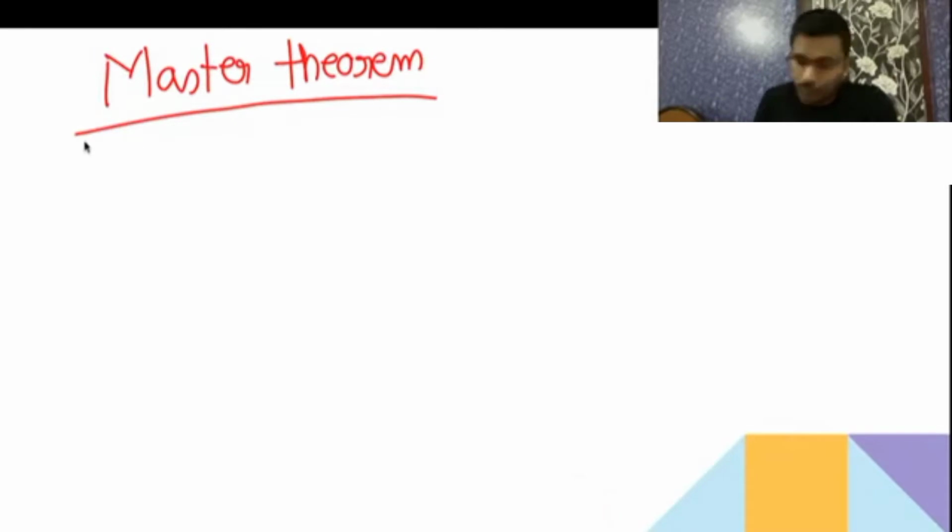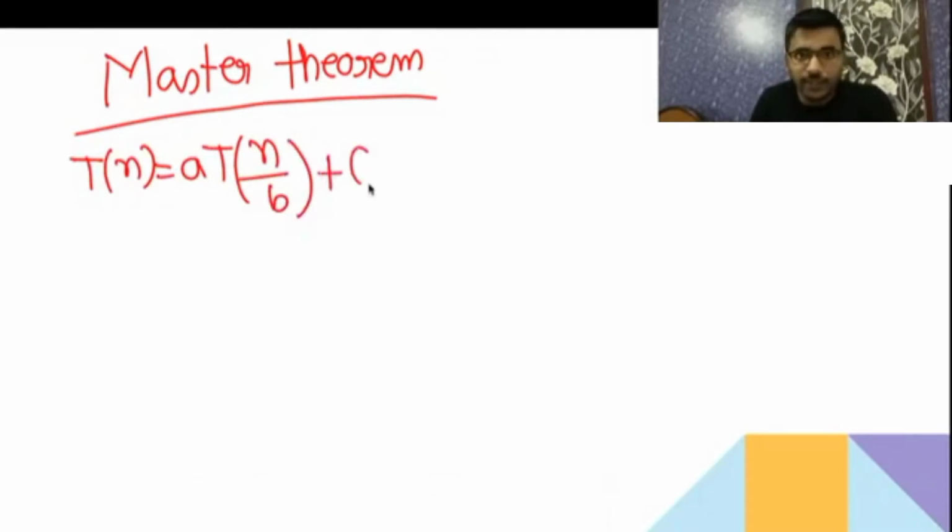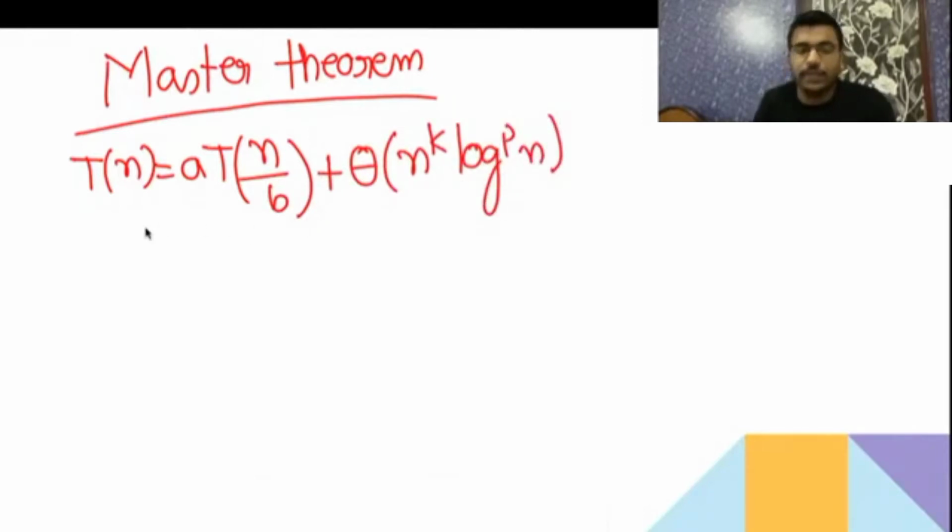if the equation is in the form of T(n) = aT(n/b) + Θ(n^k log^p n), then we can apply the Master theorem. So this is a Master theorem for divide and conquer, for divide and conquer in your syllabus.